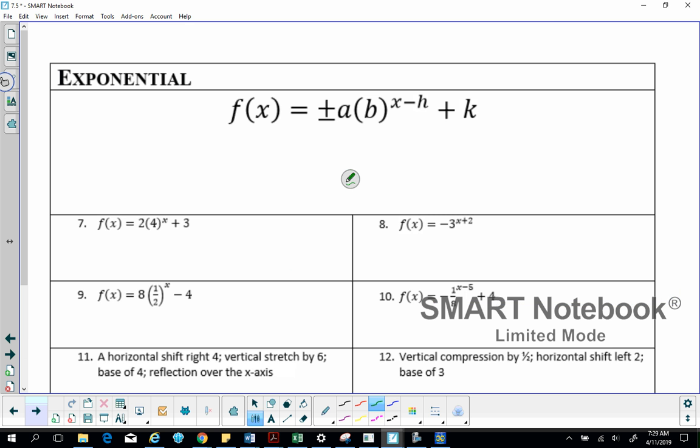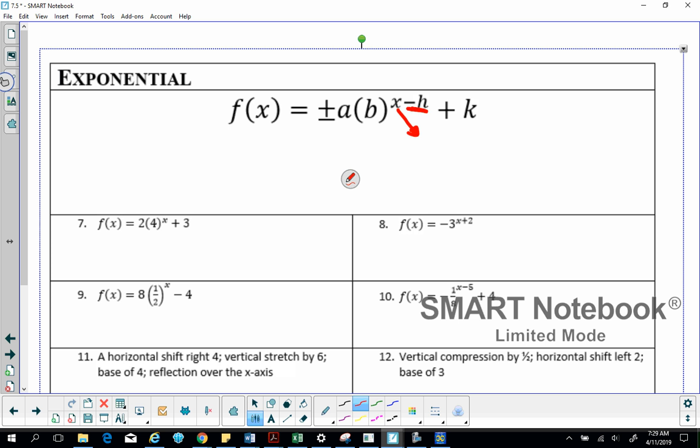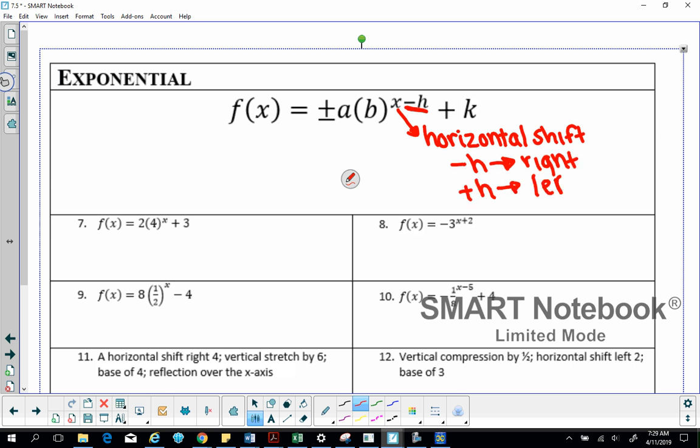Exponential. We haven't done exponential in a little while. So remember the little exponent, the x in the exponent, right here? That is your horizontal shift. That's why it says minus h, so it's your horizontal shift, which is left and right. So if it's minus h, which way is that going? Good. Right. Plus h. Good. So it's the same as the quadratic that we just did. It's just now in the exponent.